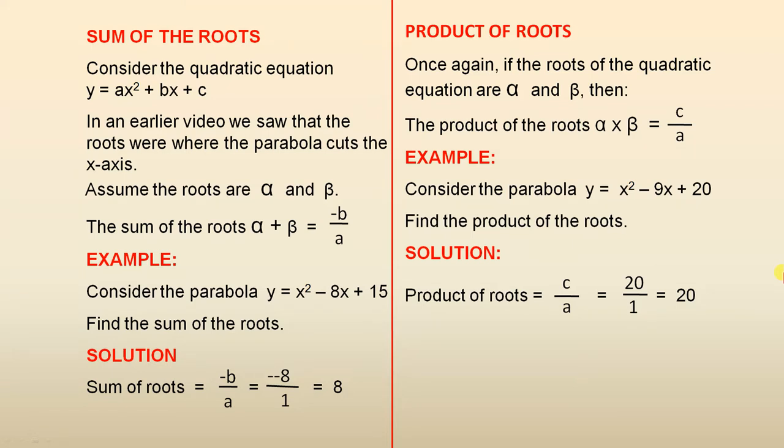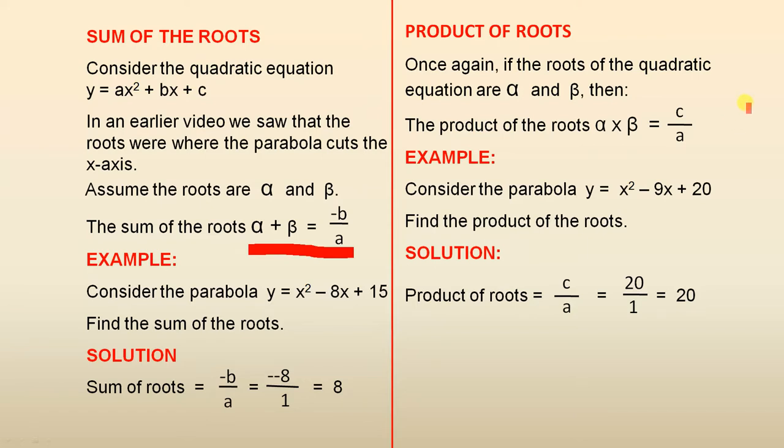For example, y equals x squared minus 8x plus 15. Let's consider that parabola. Find the sum of the roots. So the sum of the roots, as we saw here, is minus b over a, which is minus 8 over 1, which is 8. So when you add the roots together, you get 8.